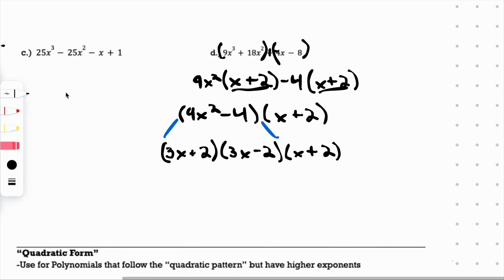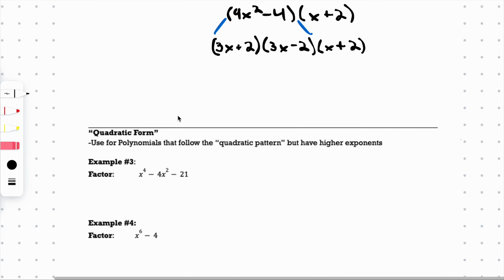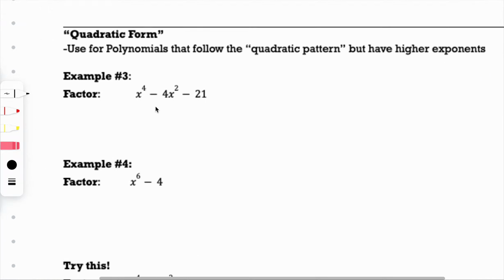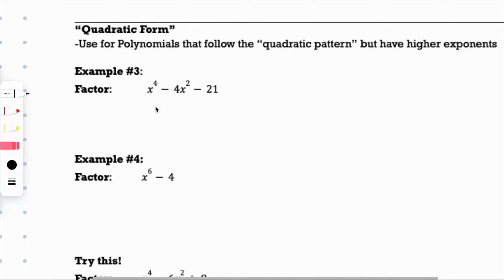Now let's move on to quadratic form. So some polynomials follow a quadratic pattern, but just have higher exponents. So let's look at this in example 3. We have x to the 4th minus 4x squared minus 21. So you might think, oh, I don't know how to factor this, right? But what if I were to say u equals x squared? And every single time you see x squared, you just sub in u.